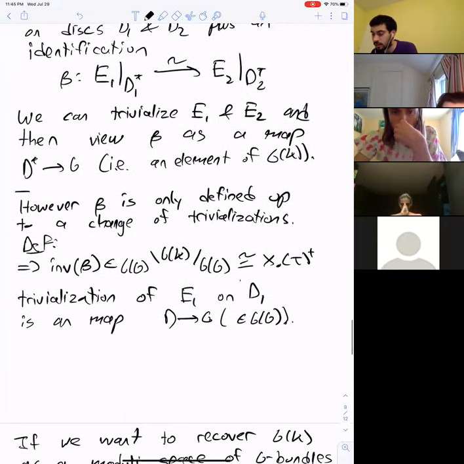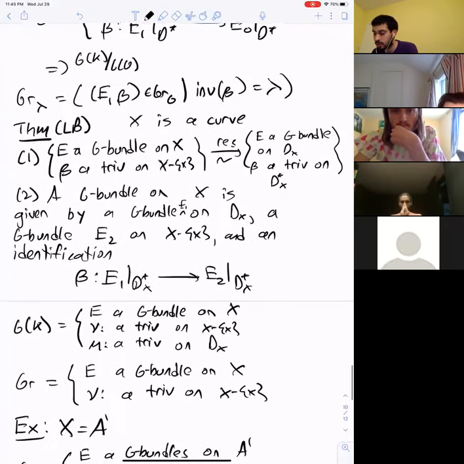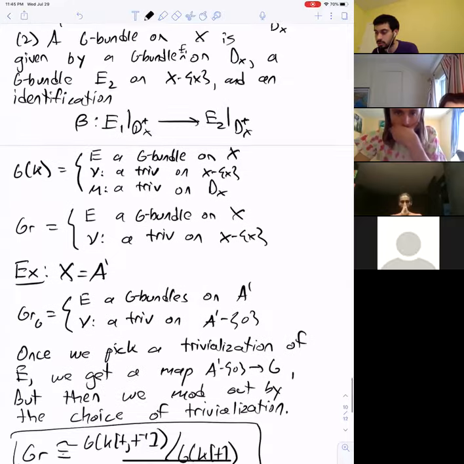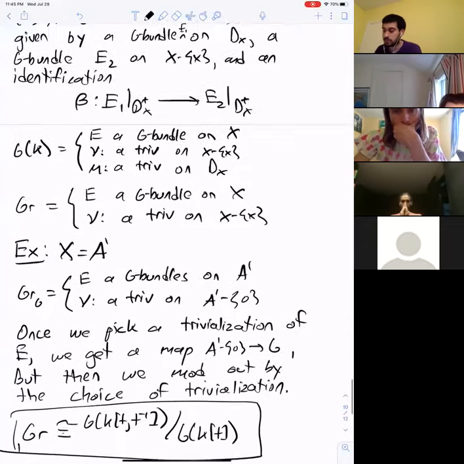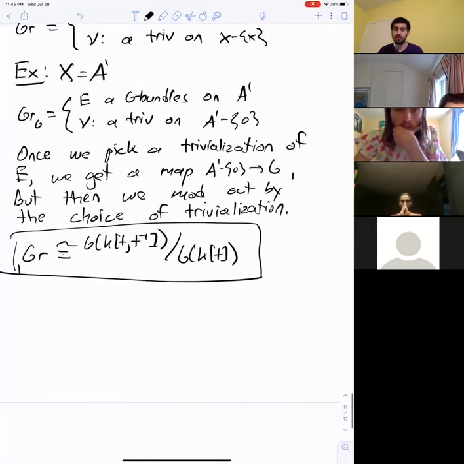And then later on, we used inf beta to recover our Schubert cells over here, because each of these betas is still an identification between two bundles on D star. So it gives us a way of defining Schubert cells straight from this definition without having to go back to the other one.